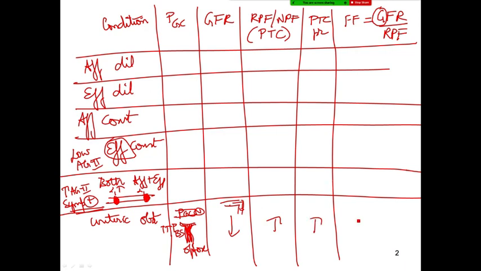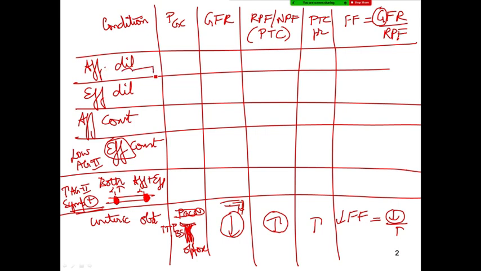Due to which, what happens to filtration fraction? One is decreasing, the other is increasing. Some of you are getting confused. So at least look at the numerator. What's happening to the numerator? Decreasing. So what should happen to the filtration fraction? Decrease. Okay? Because they're directly proportional.